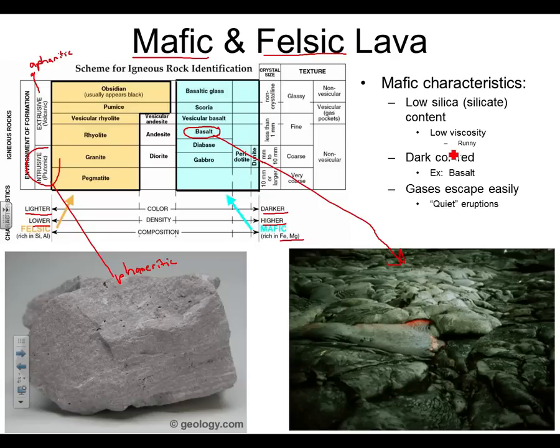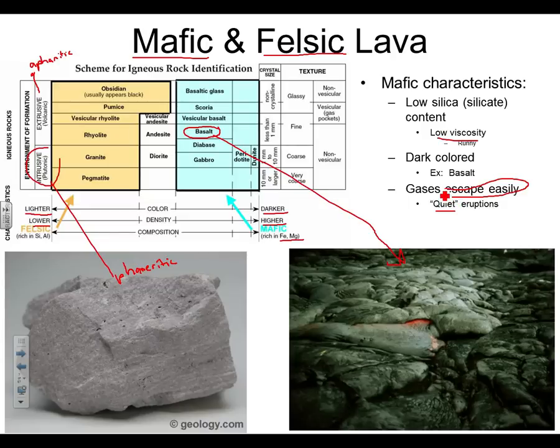If it's low viscosity, are the gases going to be trapped, or are they going to escape easily? Well, they're going to escape easily because it's low viscosity. The gas can just bubble right out of it. It's not going to build up pressure, so there's not going to be a violent eruption. So we're going to call that a quiet eruption. We'll show you lots of videos and pictures of quiet eruptions.